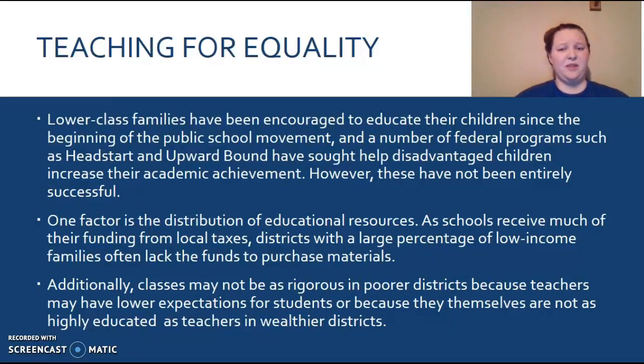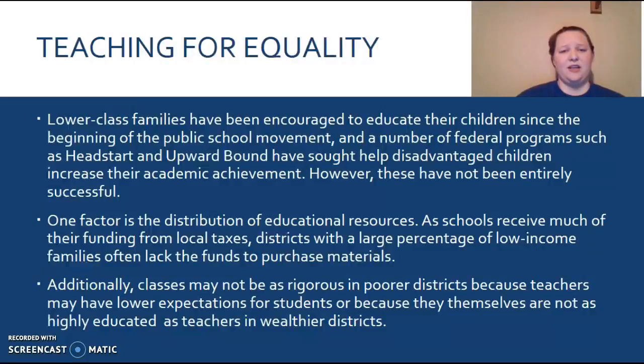Lower class families have been encouraged to educate their children since the beginning of the public school movement, and a number of federal programs such as Head Start and Upward Bound have sought to help disadvantaged children increase their academic achievement. However, these have not been entirely successful, for a number of reasons. One factor is the distribution of educational resources. As schools receive much of their funding from local taxes, districts with a large percentage of low-income families often lack the funds to purchase more materials or technology.